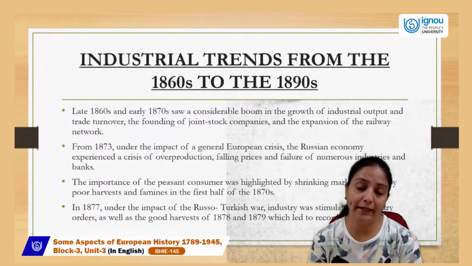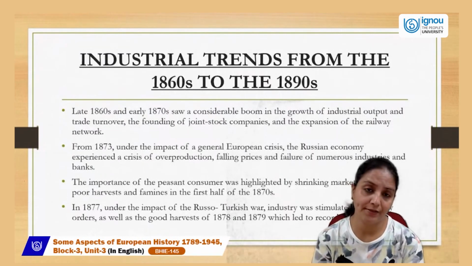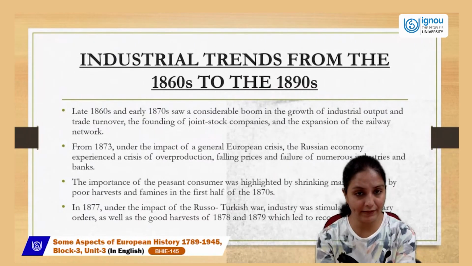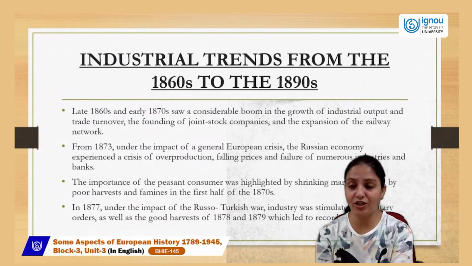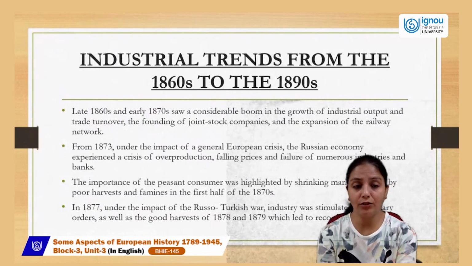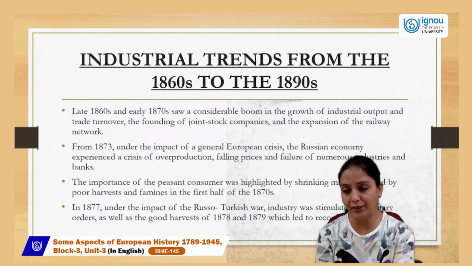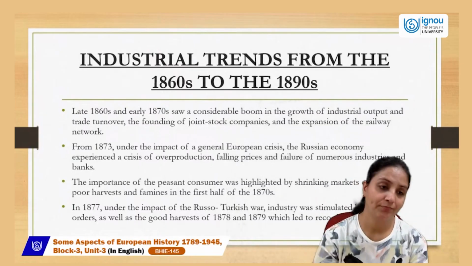Industrial trends from the 1860s to the 1890s. In the late 1860s and early 1870s, there was a considerable boom in the growth of industrial output and trade turnover, the founding of joint stock companies, and the expansion of the railway network.